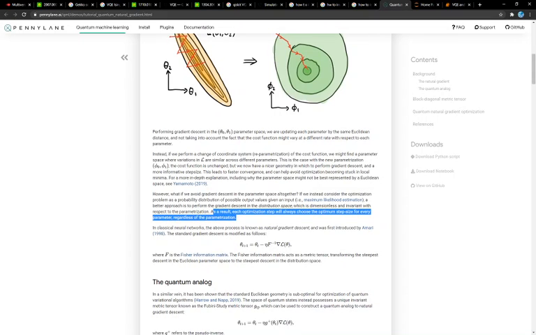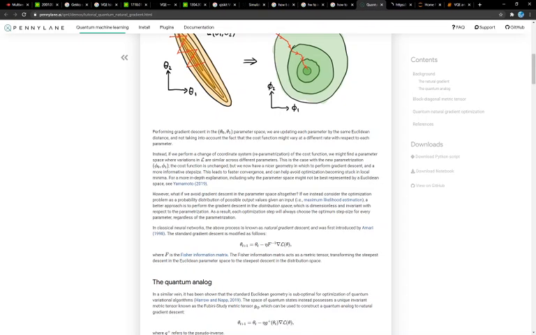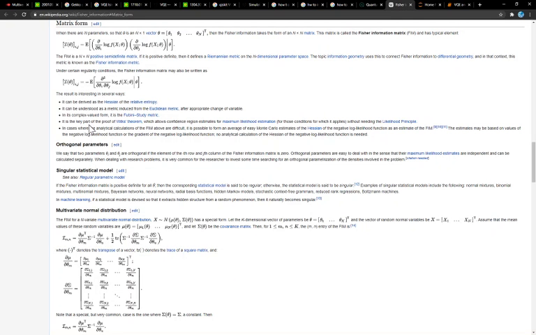In classical neural networks, the above process is known as natural gradient descent and was first introduced by Amari. The standard gradient descent is modified as follows, where F is the VQE information matrix. The information matrix acts as a metric tensor, transforming the steepest descent in the Euclidean parameter space to the steepest descent in the distribution space. What is this? God.